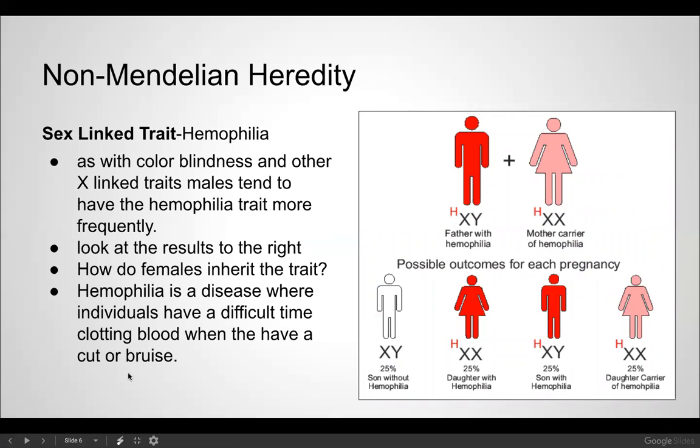Another one of those is hemophilia, again a blood disorder. You can see how males tend to inherit it. As with color blindness, for any other X-linked trait, males tend to have more frequency. Look at the results to the right. How do females inherit the trait? Again, they have to get 1 copy of the gene from each parent on the X chromosome. Hemophilia is a disease where individuals have a difficult time clotting blood when they have a cut or bruise.